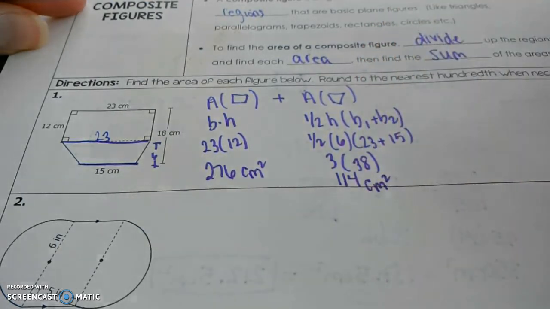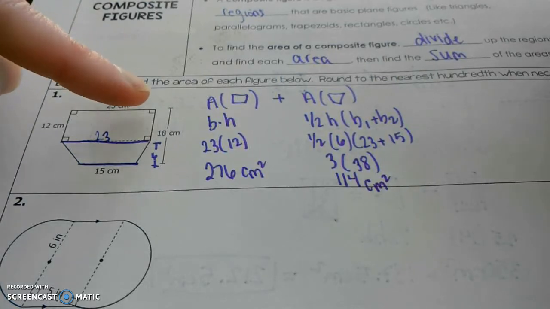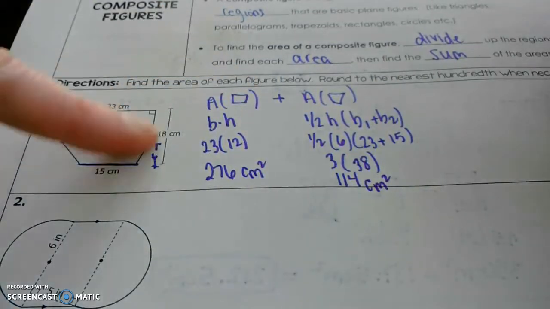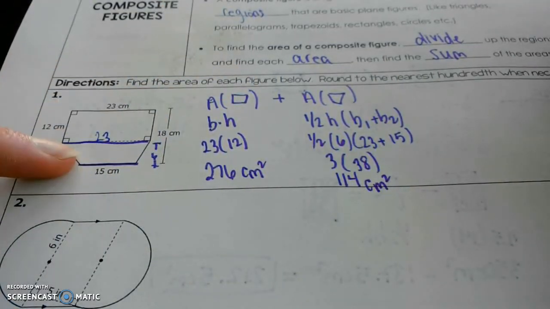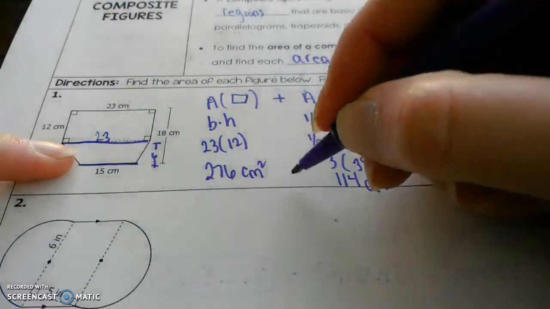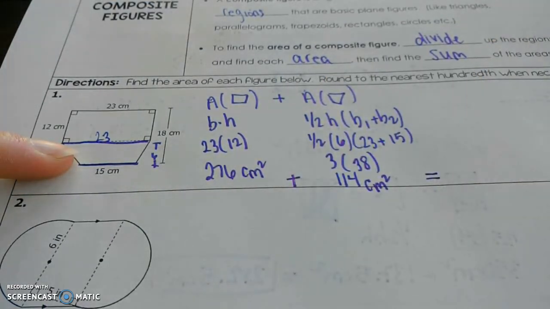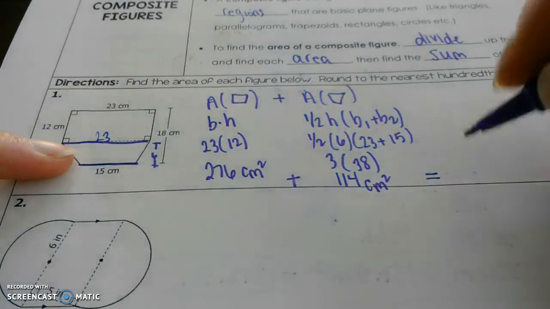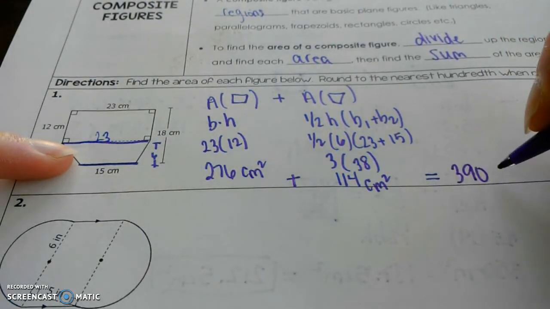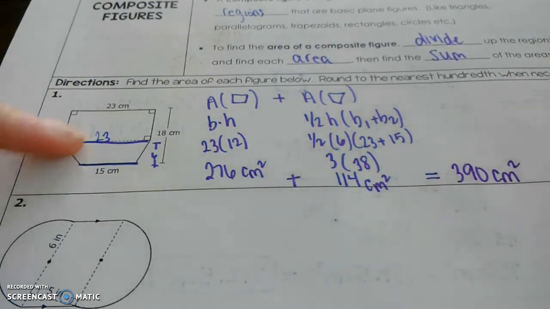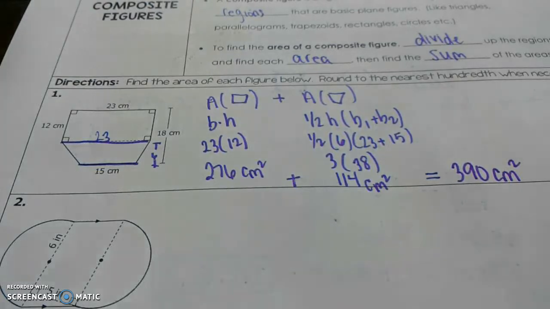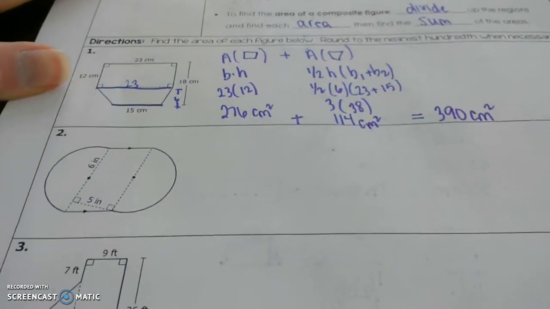centimeters squared. Now I'm finding the area of each figure below. This figure I broke into parts, but now I had to add them all together. So if I add those areas together, the total area of this shape is 390 centimeters squared. Okay. Now let's look at another example.